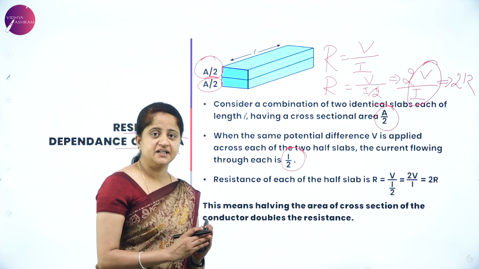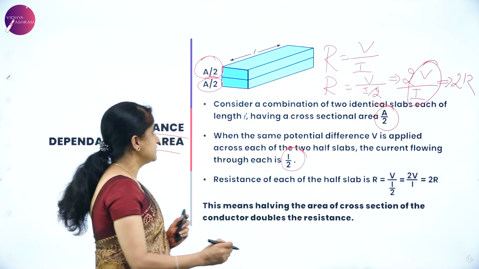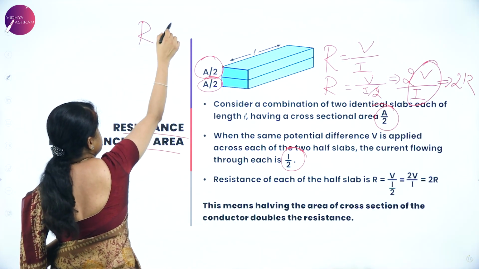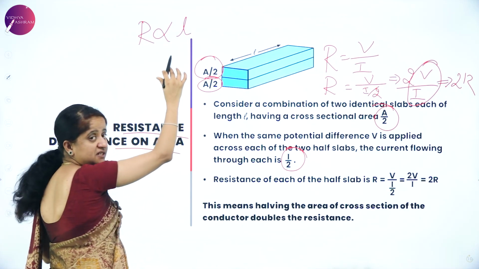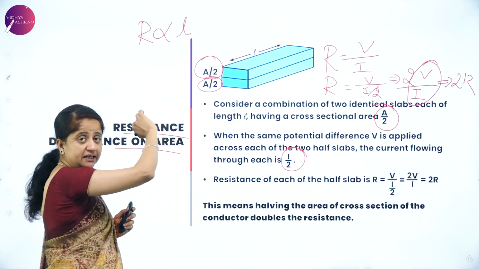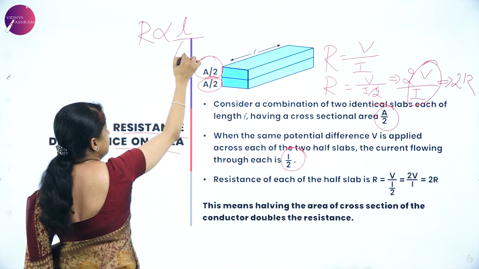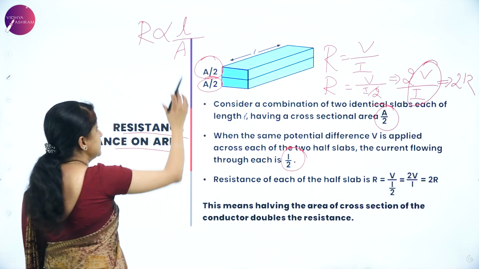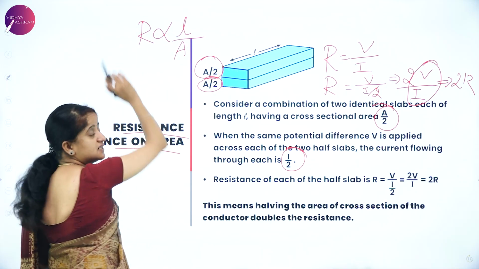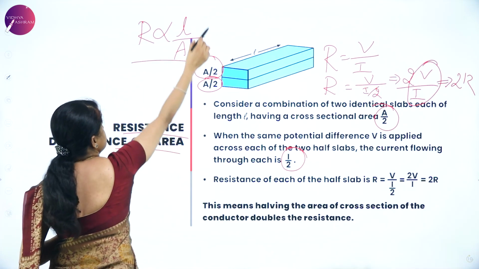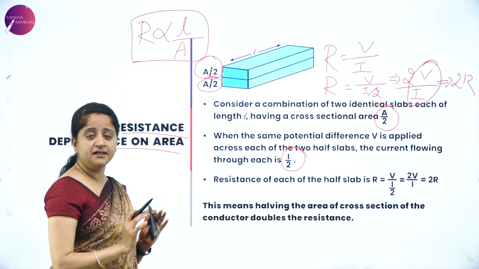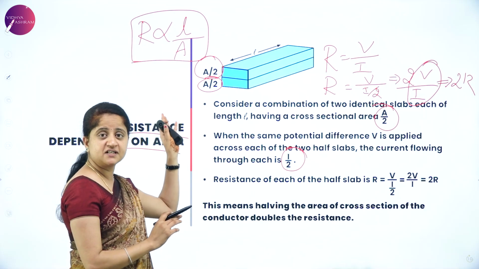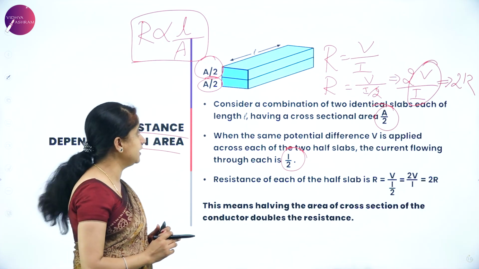So from the first condition and the second condition, resistance of a conductor is directly proportional to L, which means as we increase the length, resistance will increase, and it is inversely proportional to area, which means as we decrease the area, resistance will increase. So this is the dependence of resistance on the length and area of a conductor.